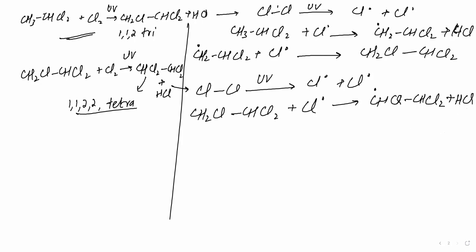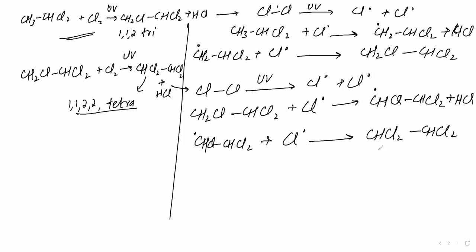Got it? So CHClCHCl2 will react with another free radical, which is the remaining one. So it will form CHCl2CHCl2. This is the 1,1,2,2-tetrachloro. In this way, you will see that the overall reaction is the one you have seen here, in which the chlorine molecule comes and reacts.